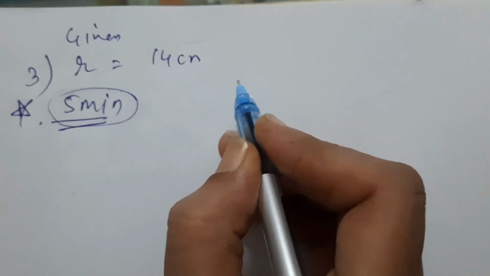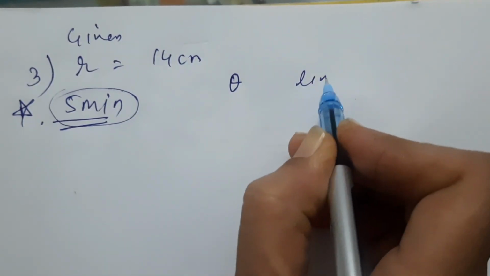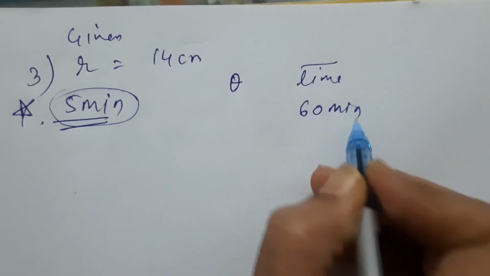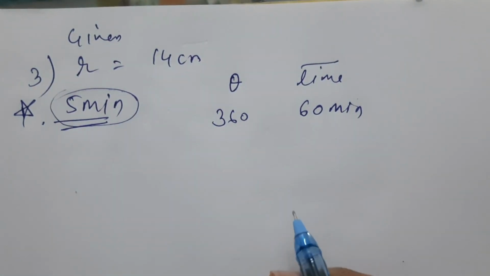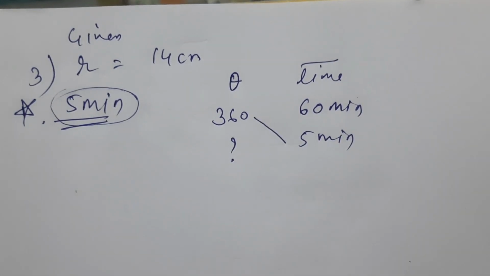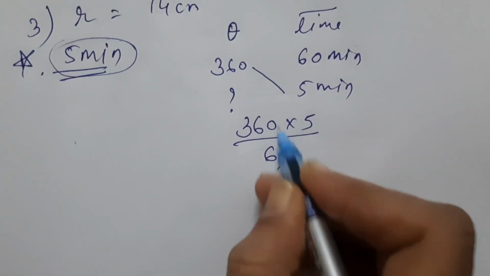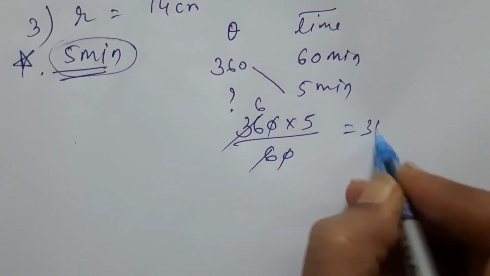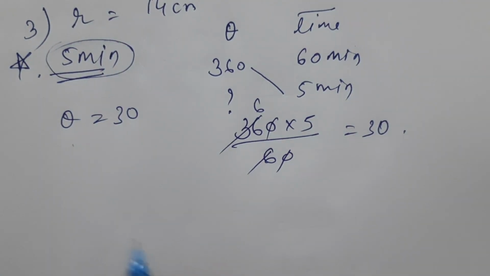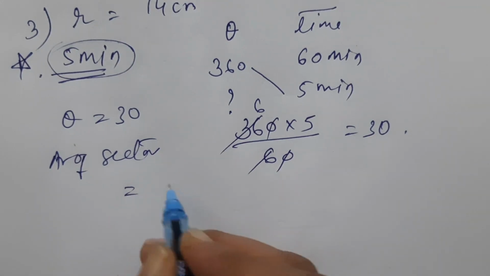Now here we are going to find out theta by using unitary method, theta and then time. That is in 60 minutes, it covers 360. Now in 5 minutes, what will be theta? By cross multiplication we can find out theta. Thus it is 360 multiplied by 5 upon 60. So it is 30. We got theta as 30. Radius is already given. We need to find area of sector. See how simple you can solve it.